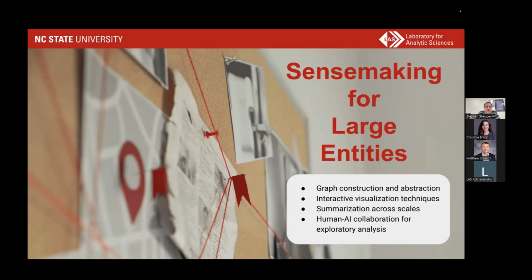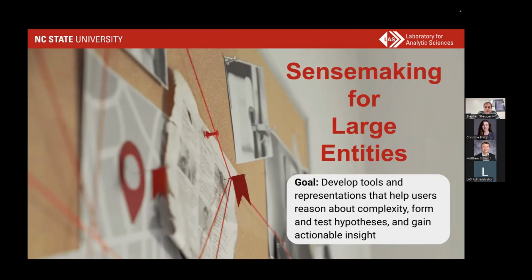So this could involve using AI with graph construction, say, visualization techniques, summarization across different scales of data. And of course, again, we would want to keep the human in the loop. The human should be able to ask questions of this, should be able to say, well, I'd like to learn more about this part. And can you explain to me this relationship or this group of relationships? Things like that. And the end goal here is we want to help the intelligence community in general reason about very complex things.